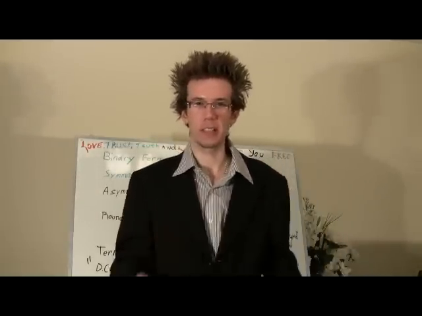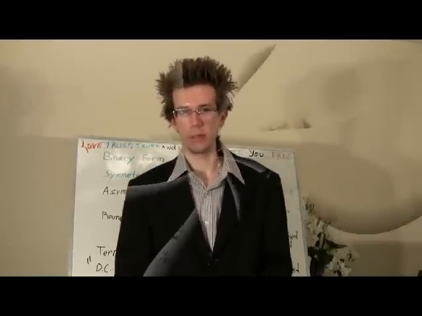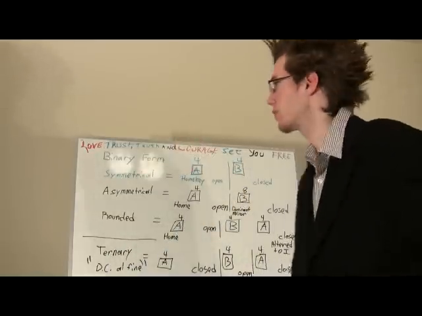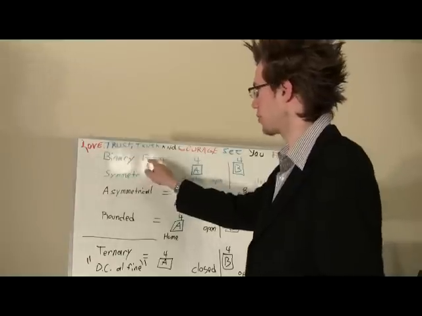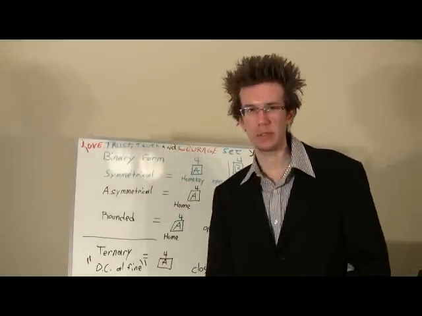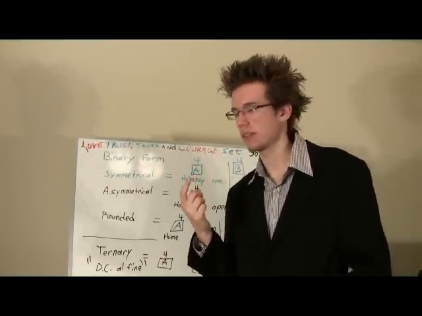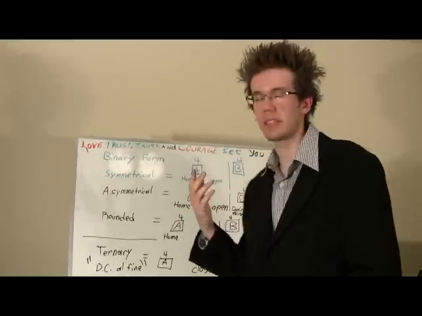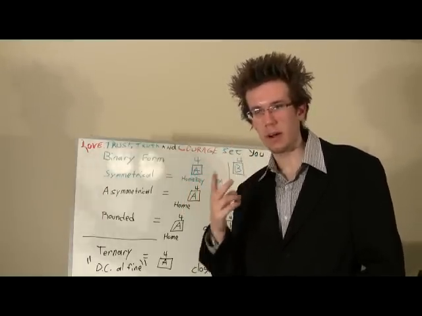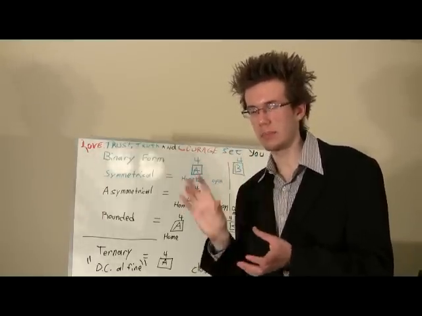So hopefully this is interesting. I'm going to show you a couple different forms. The first thing we're going to look at is a form called binary form. Binary is for two, that's what it basically means. You know how binary code is all ones and zeros? So this represents two parts, basically an A section and a B section.